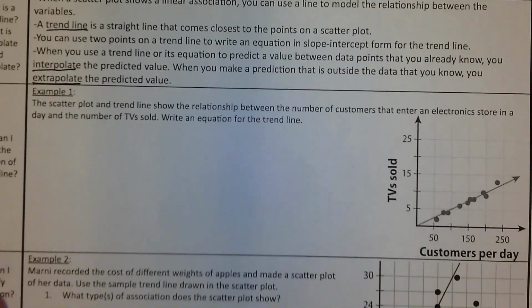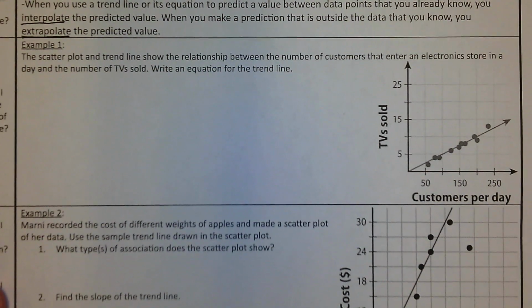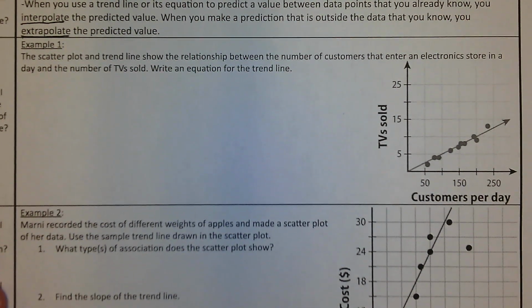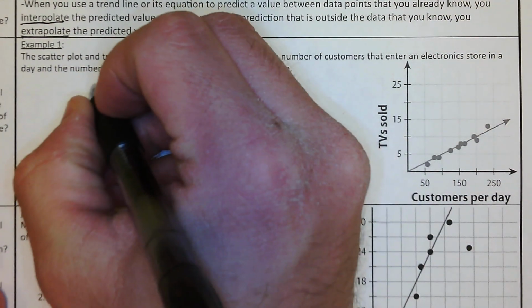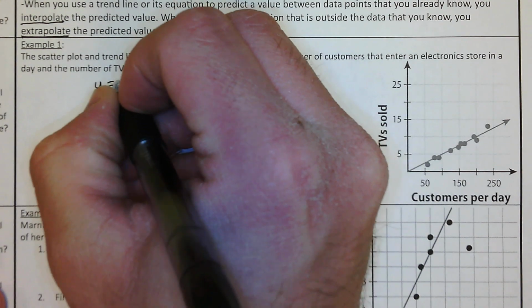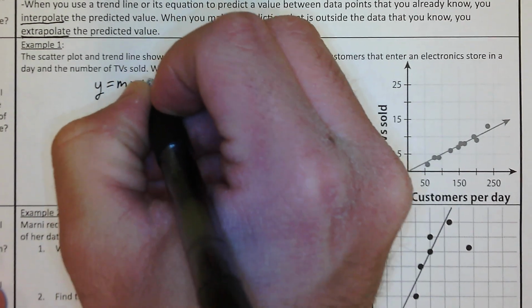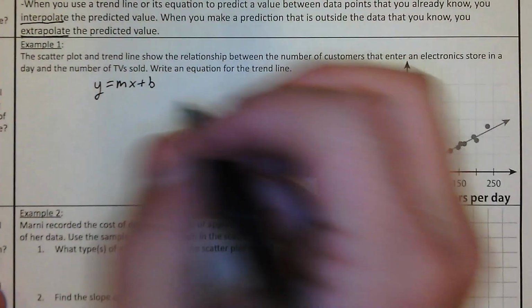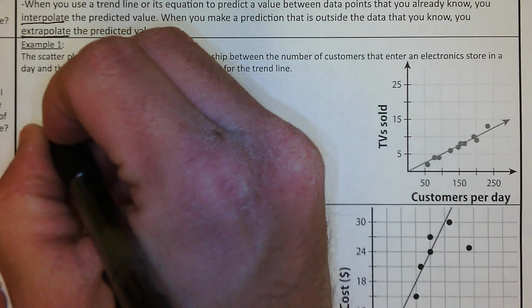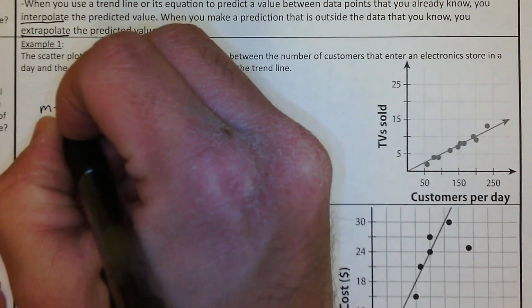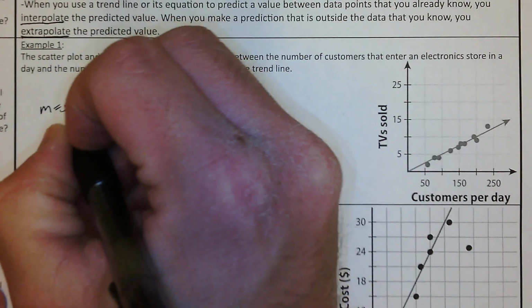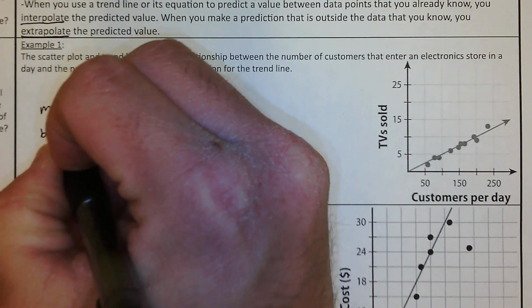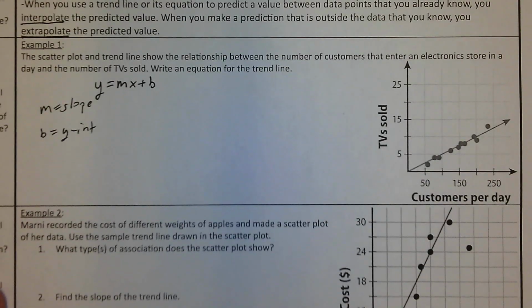So for example 1, the scatter plot and trend line show the relationship between the number of customers that enter an electronics store in a day and the number of TVs sold. Write an equation for the trend line. The equation that we're going to use is slope-intercept form: y equals mx plus b. We know m is the slope. We know b is the y-intercept.